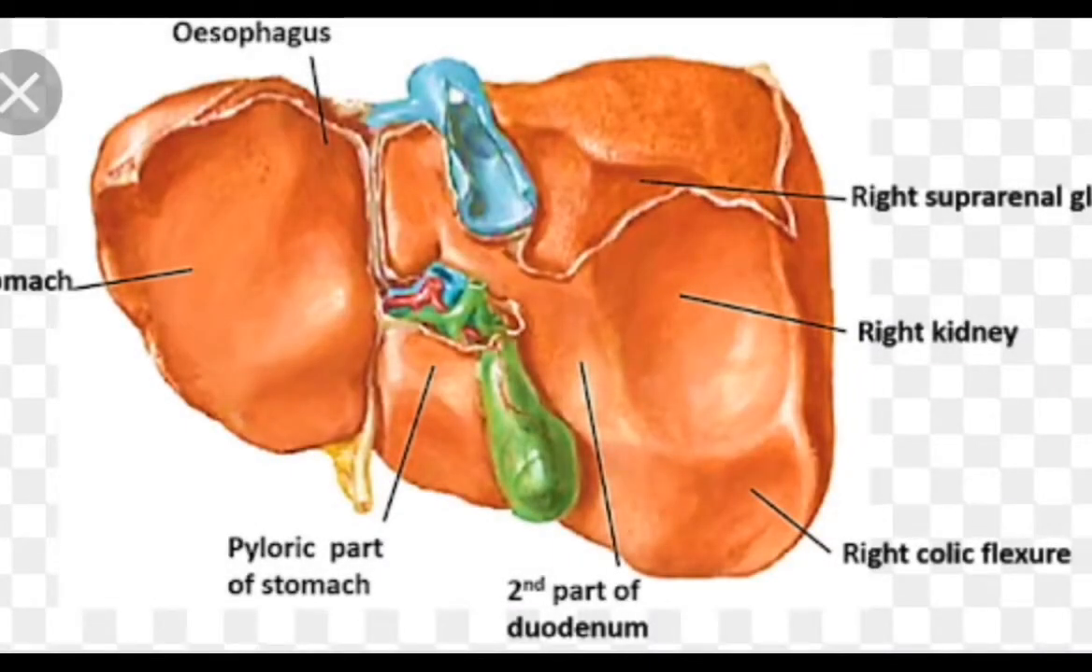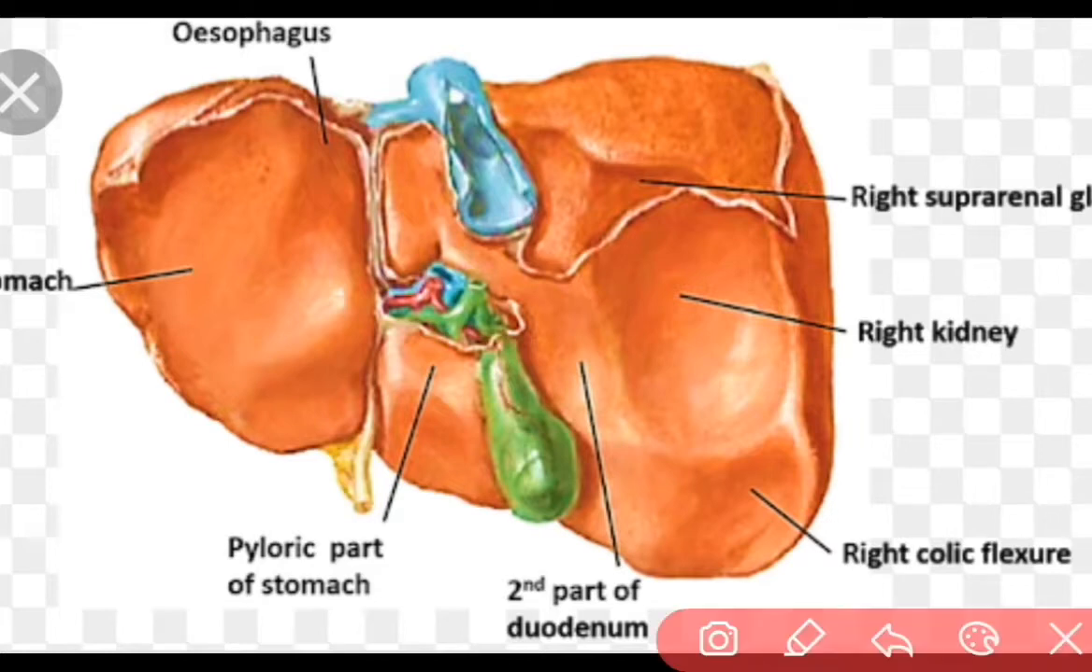One more important thing to be discussed here in the topic of liver is the bare area. Bare area is an area that is uncovered by peritoneum in the liver. The one which is present in the posterior surface of the liver is called the bare area, of course. But there are some more bare areas, that is the areas uncovered by peritoneum in the liver.